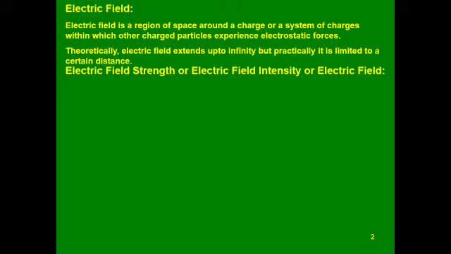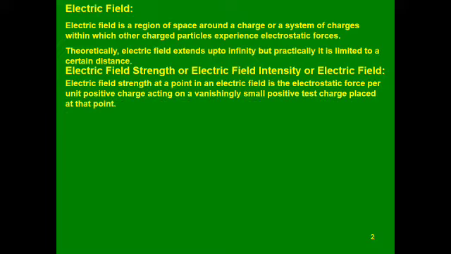Now, the magnitude of the electric field strength, that is electric field strength or electric field intensity. Remember, it's a vector quantity because it's a force. So I define it. Electric field strength at a point in an electric field is the electrostatic force per unit positive charge acting on a vanishingly small positive test charge placed at that point. What is a vanishingly small test charge? The vanishingly small test charge is one such a small charge that it does not actually manipulate the electric field at that point.